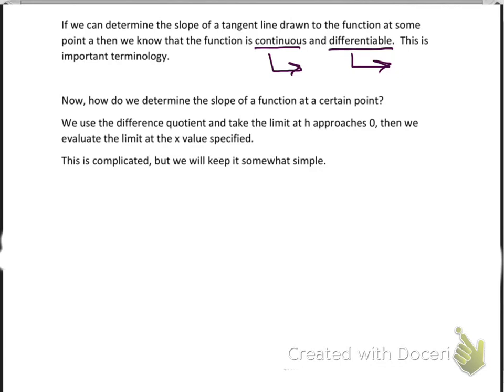Now, how do we determine the slope of a function at a given point? We use the difference quotient, and we take the limit as h, which is the difference between x1 and x2, approaches 0. And then we evaluate the limit at the x value specified. Okay, so that sounds absolutely awful, but we are going to keep it simple. We're only going to deal with quadratic functions, so just quadratics. This involves a lot of algebra, but as long as you're systematic, you'll be terrific at this.